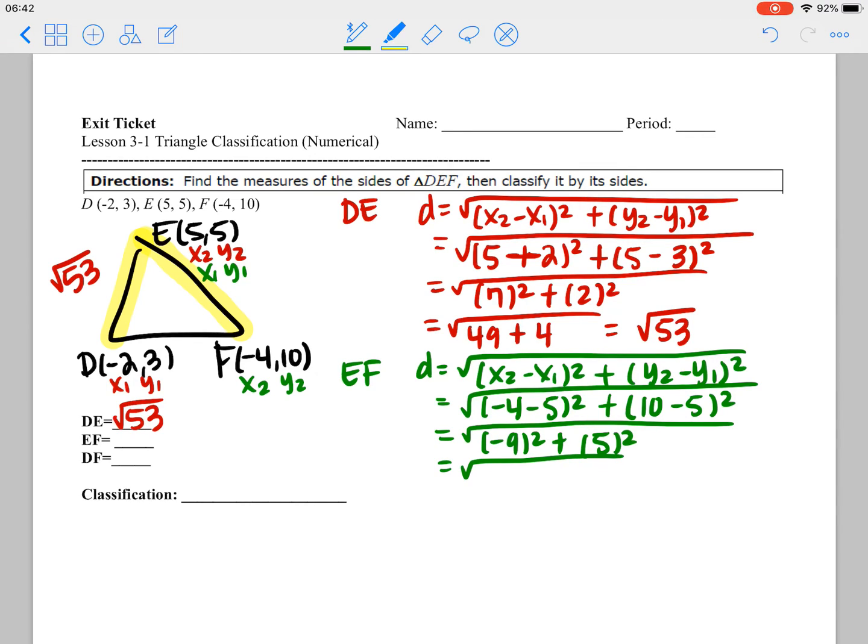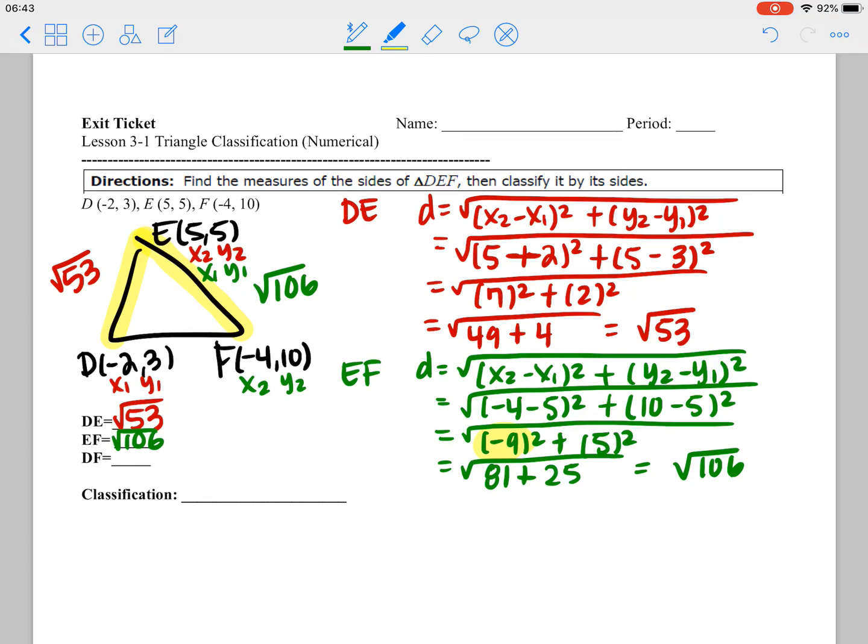Negative 9 squared: anytime you square a negative number, the outcome will be a positive number. So this is 81, plus 5 squared gives me 25. And that will be 106 under the square root. So EF is the square root of 106.